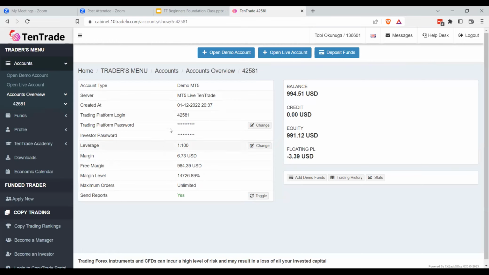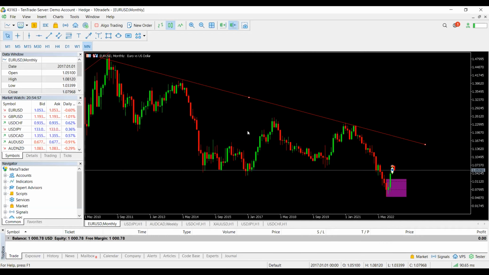You also get access to your password. So it is this login and password that you input into your MetaTrader 5, and then you'd have access to the platform. So something like this. So this is how your MT5 looks like on PC, right?